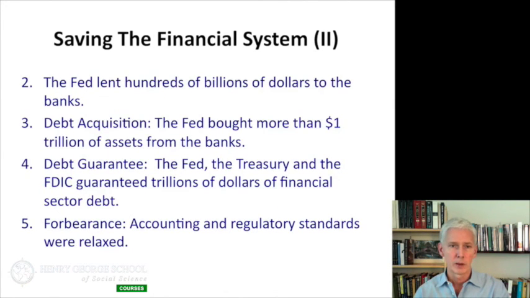Second, the Federal Reserve lent hundreds of billions of dollars to the banks. And third, the Fed bought more than $1 trillion of assets from the banks. Then fourth, there were debt guarantees. The Fed, the Treasury Department, and the FDIC combined guaranteed trillions of dollars of financial sector debt. And finally, fifth, there was forbearance. Accounting and regulatory standards were relaxed.